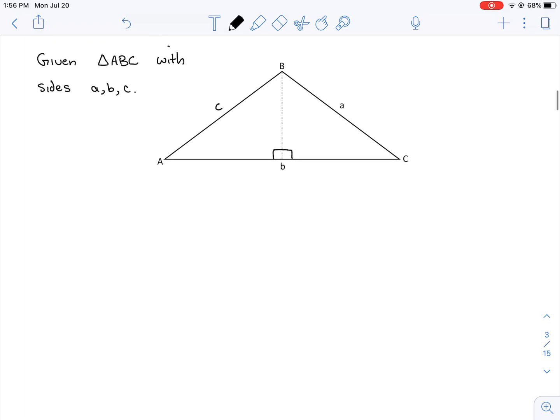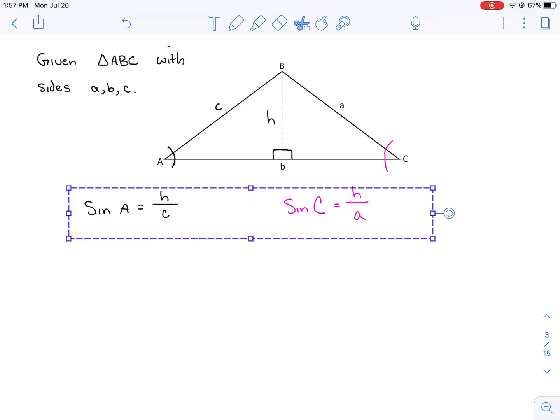So now what I can do is if I label this h, I can create a sine formula for angle A. So we know that sine of A is equal to the opposite side, which would be h, divided by c, which would be the hypotenuse. I can do the same thing with angle C. Sine of angle C is equal to the opposite side, which would be h, divided by a.